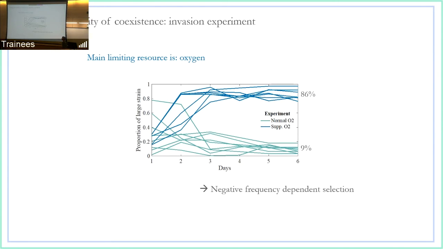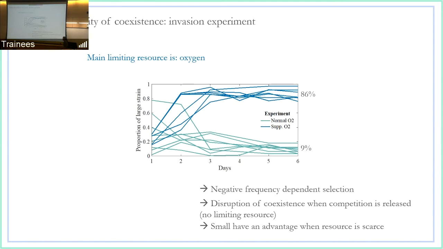And so we did that. We added oxygen to the media. And what we see is that the small lose their advantage, and we disrupt the coexistence. So when the competition is released, we disrupt this equilibrium. And the small have an advantage when the resource is scarce.